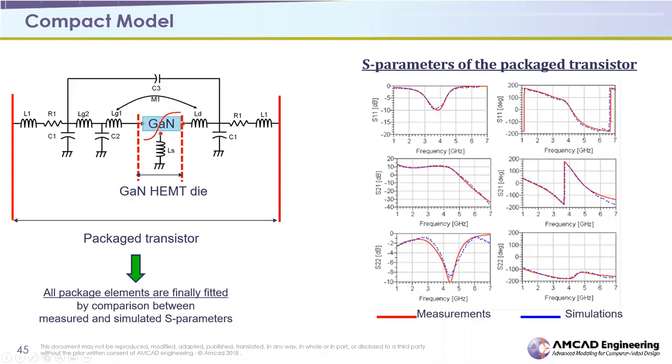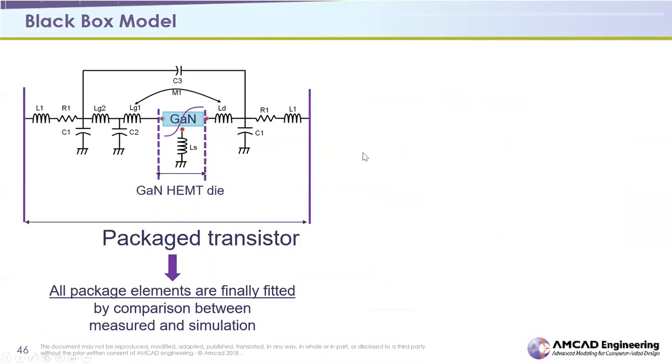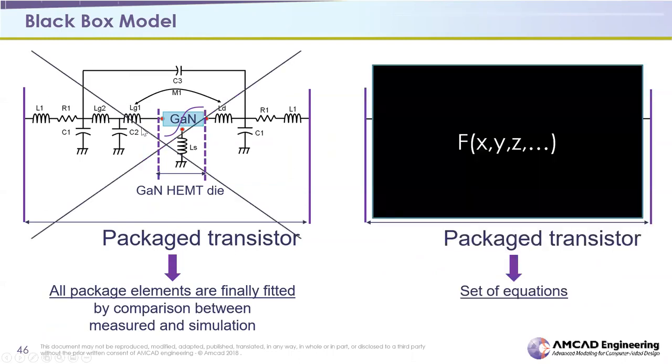You want people to be able to design their power amplifier in a very short period of time. They cannot wait 6 months before getting their PA designed. So we need to go fast. And to be able to go fast, instead of having a packaged transistor with all the elements, we don't need a model like this. What we're going to have is a black box model, and what we call a black box model is a PHD or an EPHD model.